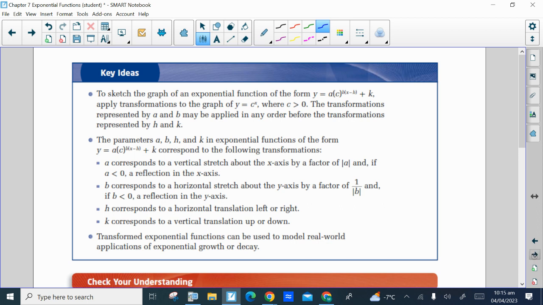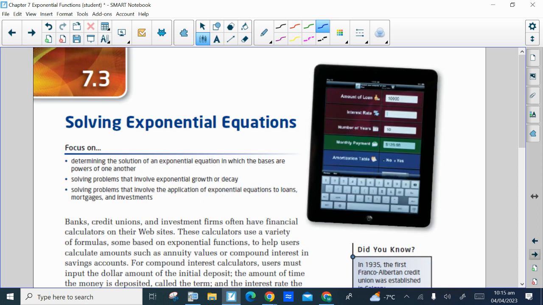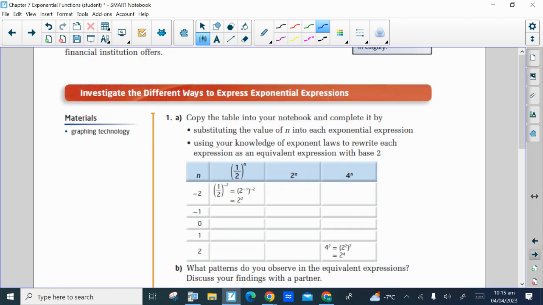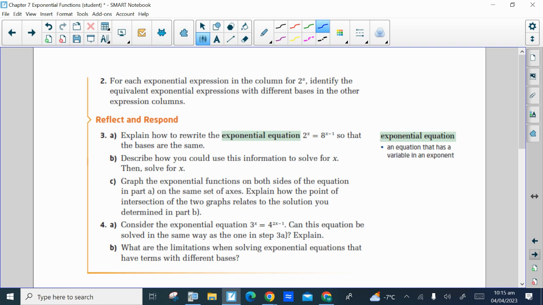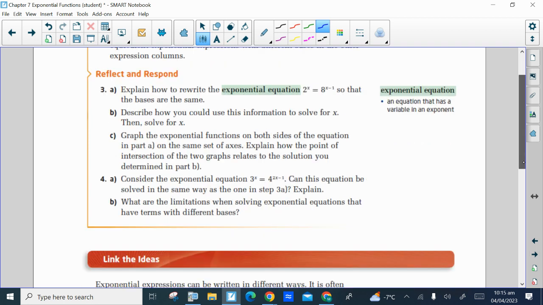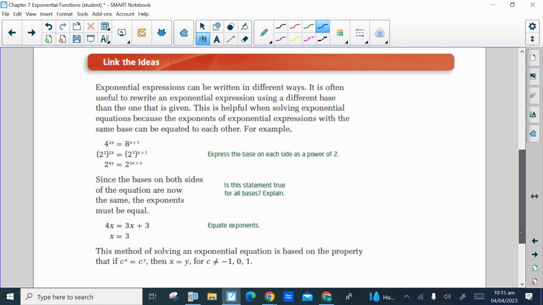Okay, so now let's go on to solving exponential equations. So we're going to determine the solution of an exponential equation in which the bases are powers of one another. We'll look at problems involving exponential growth or decay, and then we'll also solve problems involving the application of exponential equations to loans, mortgages, and investments.